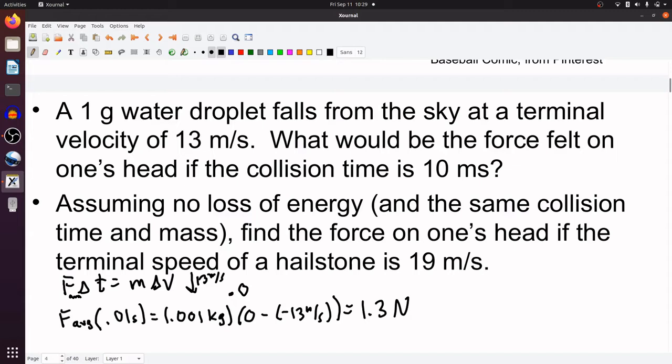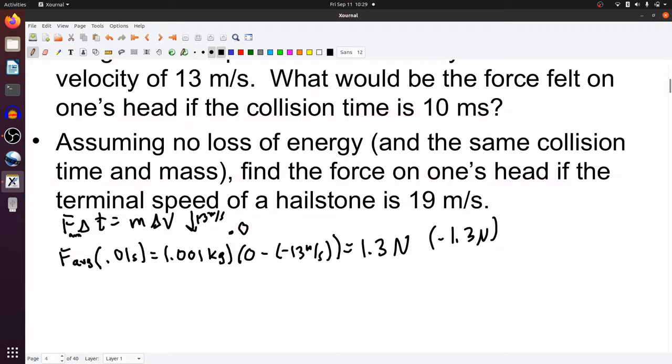Okay, so it's asking, though, specifically what would be the force felt on one's head. So since we call down negative, which should be a negative 1.3 to account for, that's the force from the droplet on someone's head. Positive 1.3 would be the equal and opposite force going up.